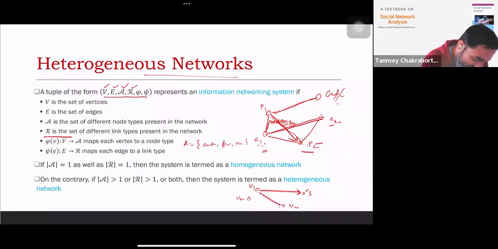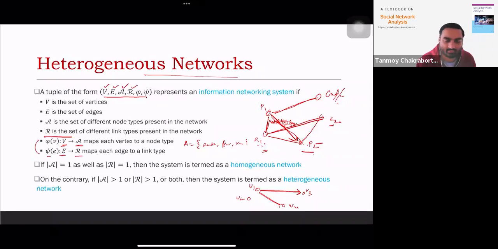Now you see that there are two mapping functions. One is phi and the other is psi. Phi is a mapping function which maps a vertex to a particular vertex type. You see a mapping from V to A, vertex set to vertex type, and psi is a mapping which maps an edge to an edge type.